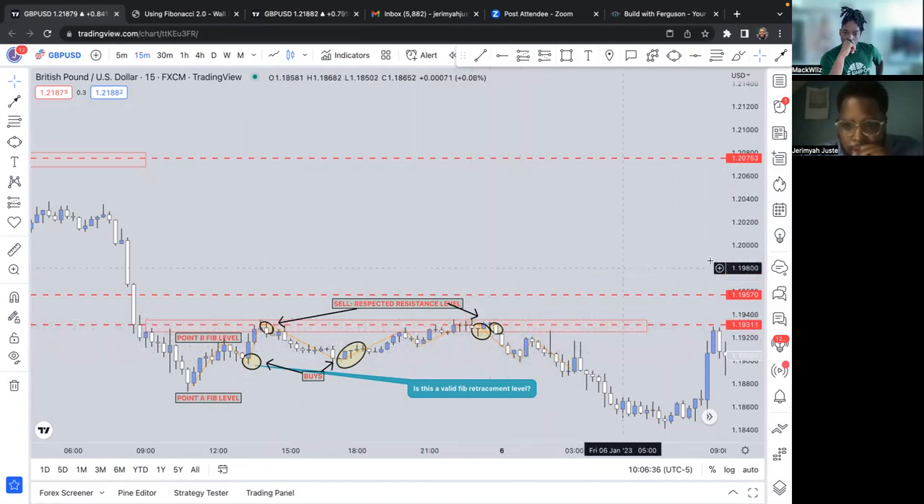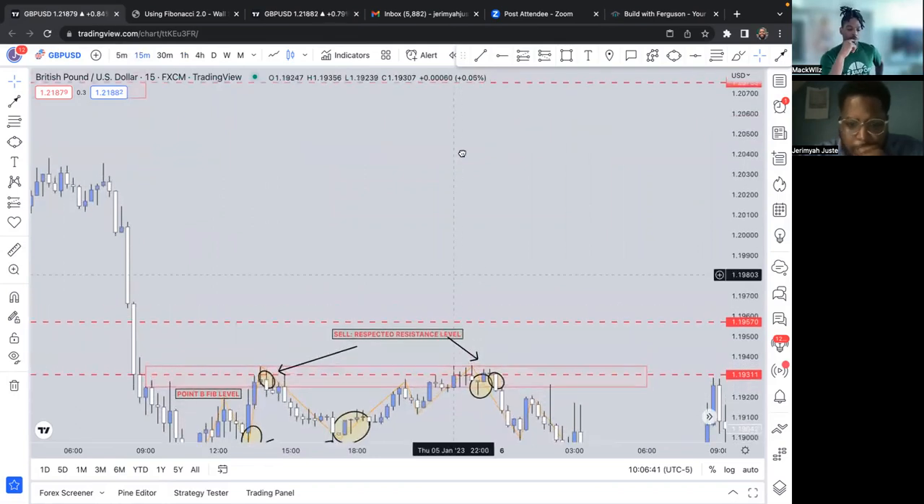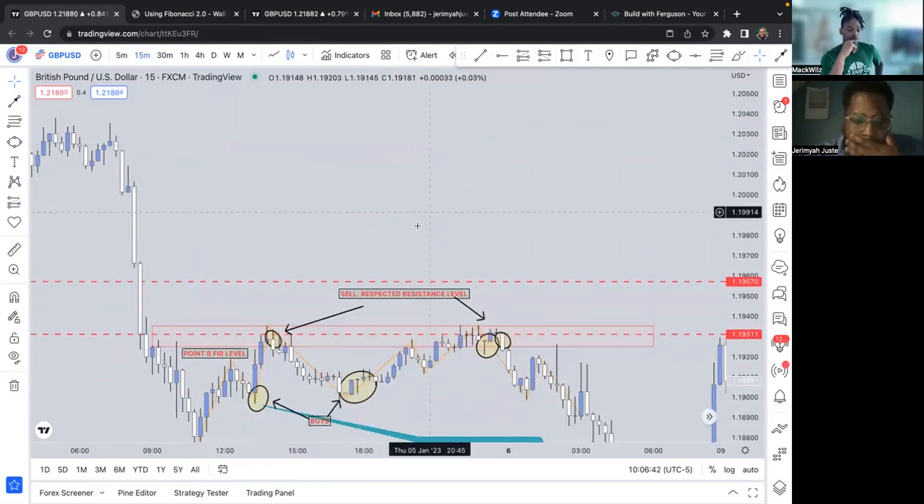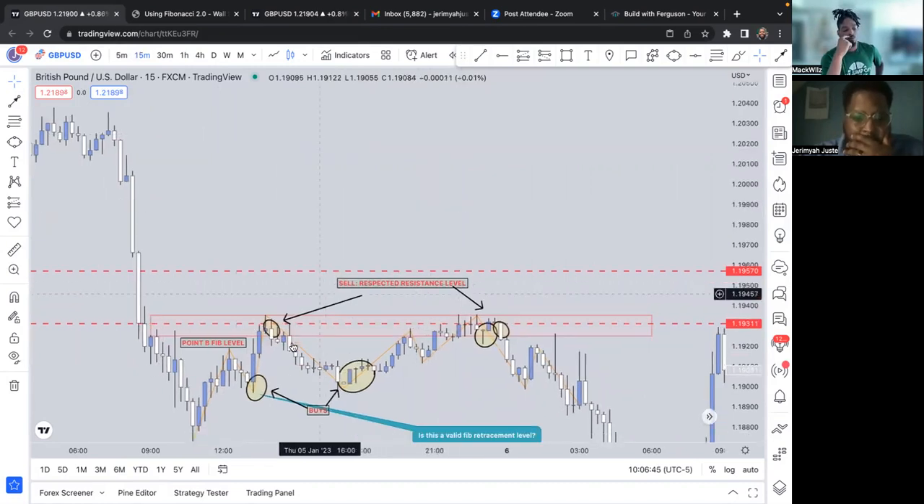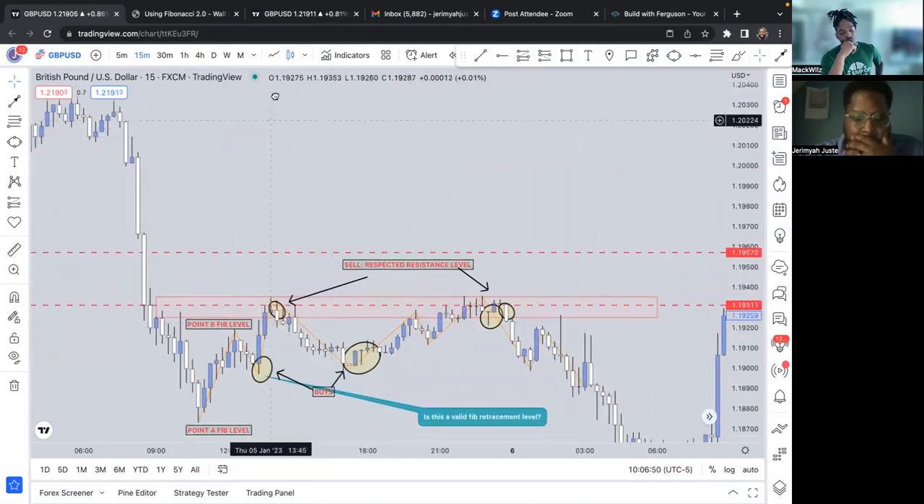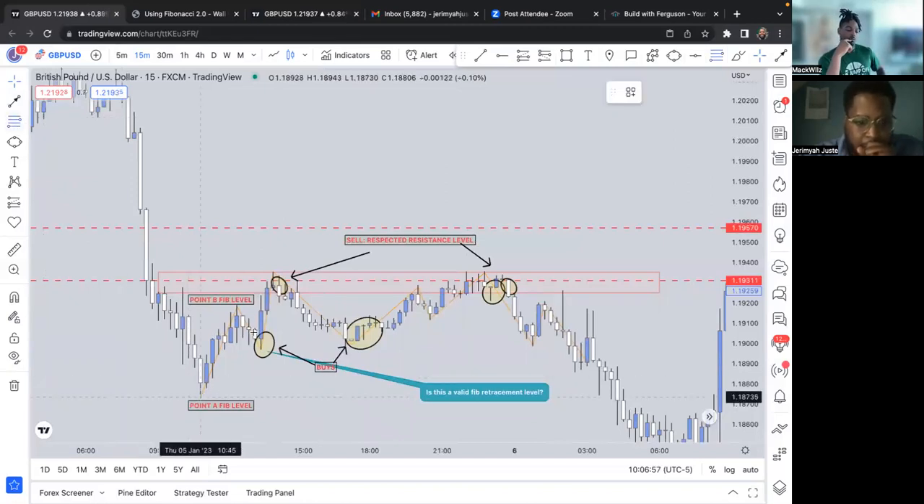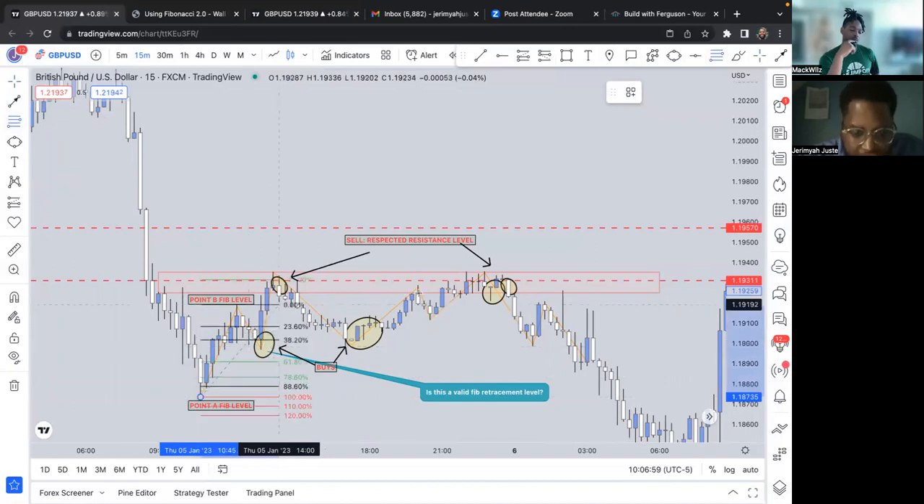Let me make this a little bit more clearer so you can see it better. And so I identified some opportunities, some buys and some sells there, that could have been executed based off of the fibs. So I drew a fib level from point A to this point B.